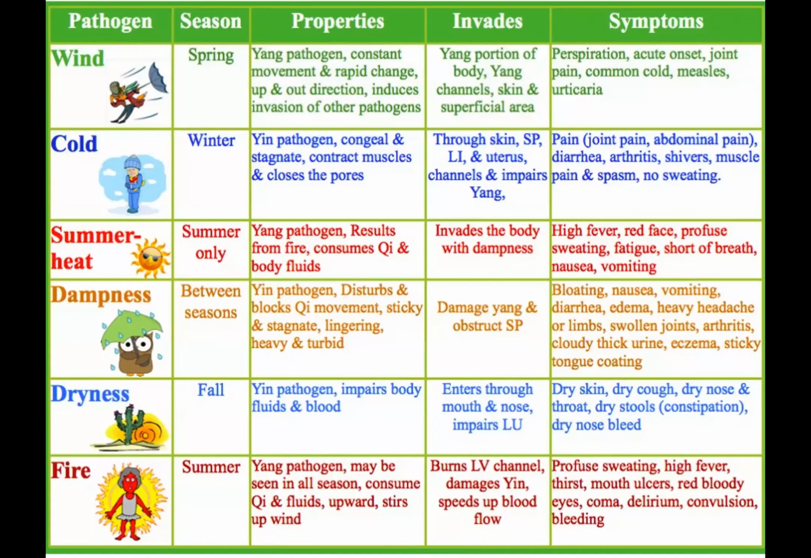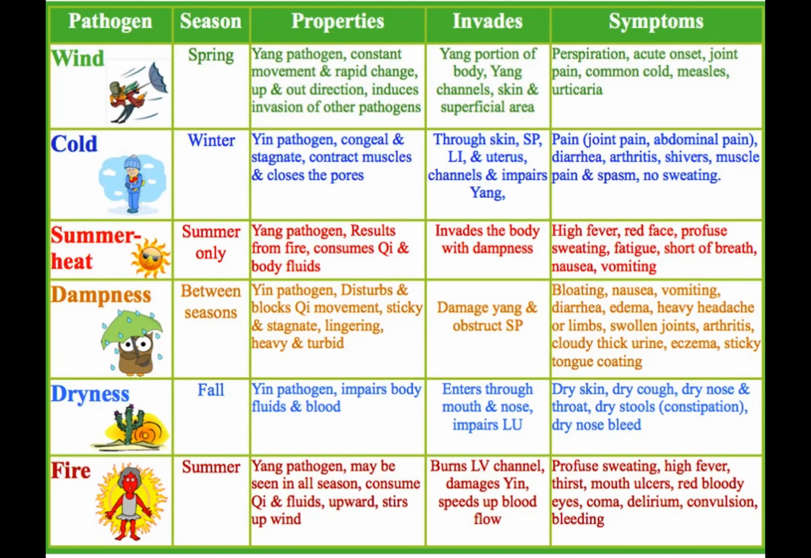Okay, this time we talk about these 6 pathogens or the climatic pathogenic factors. In summary, for the wind season, spring, it is a yang pathogen, constant movement and rapid change, up and out direction, induces invasion of other pathogens. It also invades the yang portion of the body, the yang channels, the skin and superficial area. So symptoms: perspiration, acute onset joint pain, common cold, measles, urticaria.